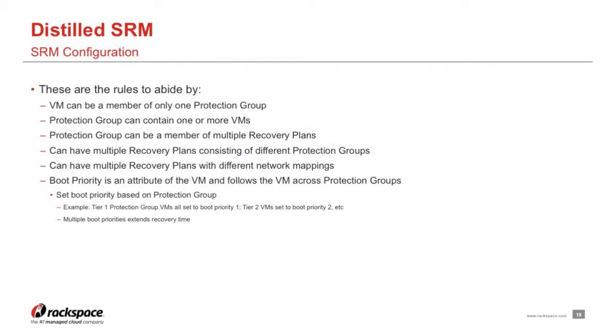So a VM can only be a member of one protection group, but you can have multiple protection groups and multiple recovery plans. So you can kind of nest all that stuff. One thing to keep in mind, the boot priority is an attribute of the VM itself and follows that VM across all protection groups and all recovery plans. If you change it on one test plan that you have, it changes it on your production plan too. So keep that in mind.